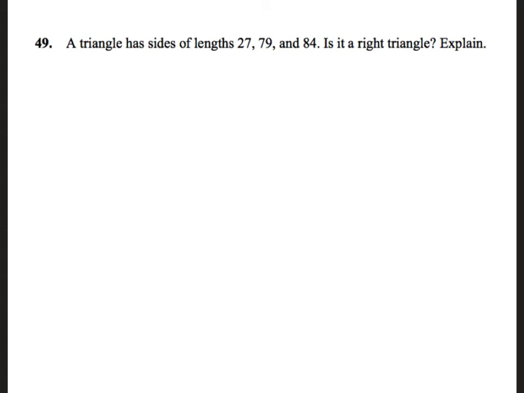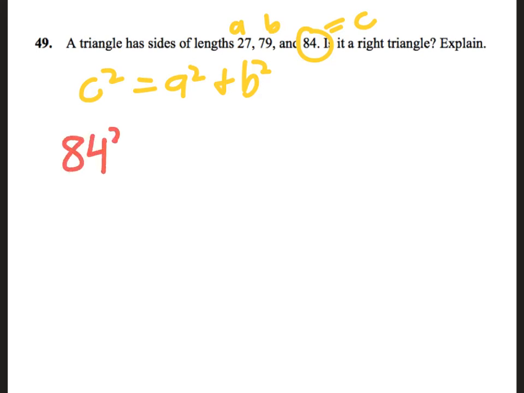For this one, we want to see if c squared equals a squared plus b squared. Remember, c is going to be your biggest number, so this one's going to be c. Let's call this one a and this one b. So we're going to do 84 squared equals 27 squared plus 79 squared.